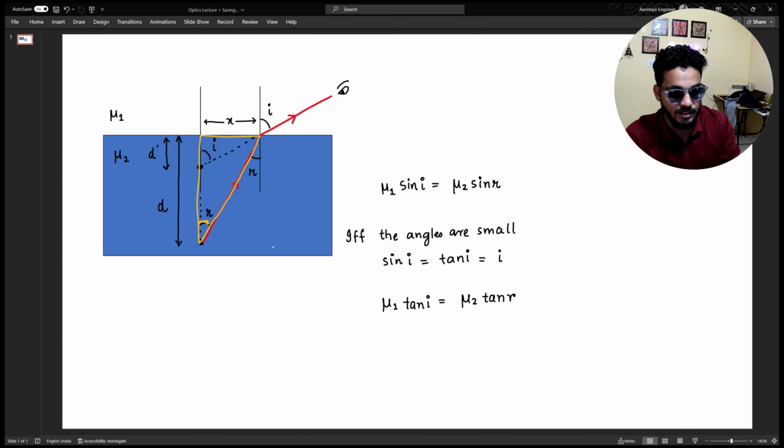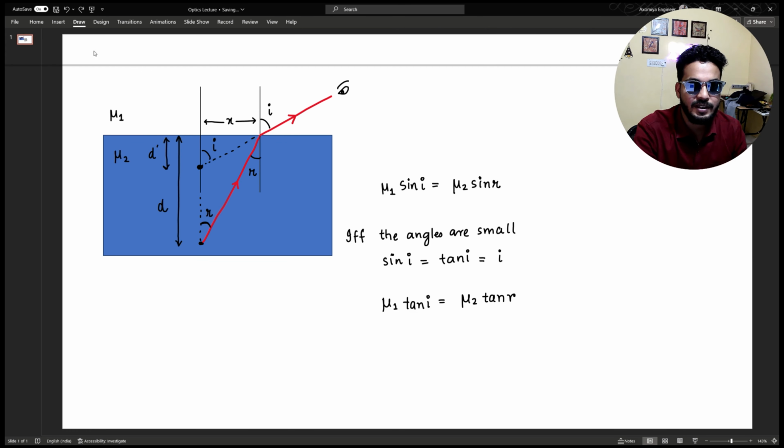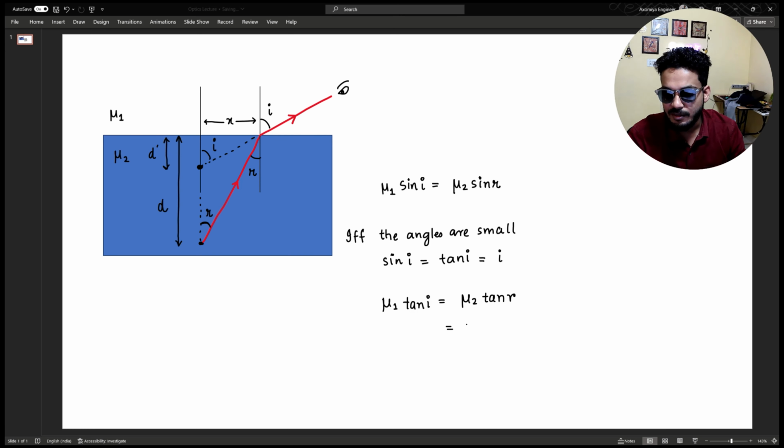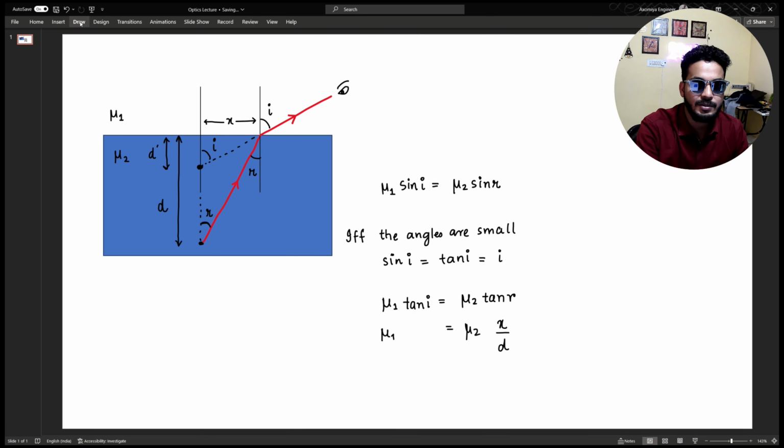So if I plug in the values in this triangle, trying to define tan r here, tan r is perpendicular by base, or opposite side by adjacent side. If I plug in the values, tan r is nothing but x divided by d, right? And similarly tan i I will be able to identify in this particular smaller right triangle here. It is again 90 degrees. So if this angle is i right here, the opposite by adjacent will mean that I'm looking at x divided by d dash, which is the apparent depth, right?